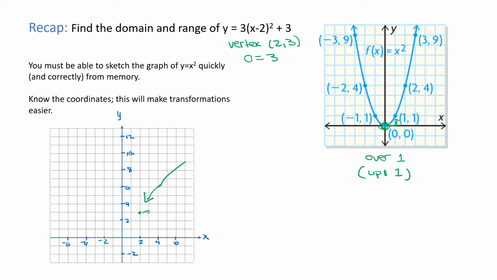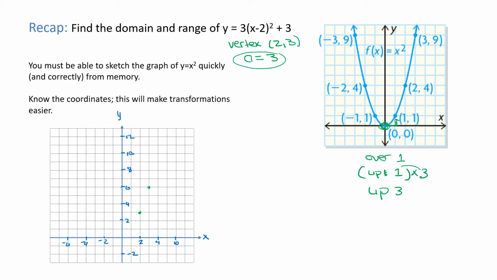What I do is I take my a value, which is a 3, and I multiply it by that number 1, 1 times 3. So what I'm really going to do is go up 3. So instead of over 1 and up 1 from my vertex, I'm going to go over 1 and then up 3. 1, 2, 3, and there's a dot. So that's how I get my next coordinate. I need 5 points if I can fit them, but I'm going to get 3 for sure.